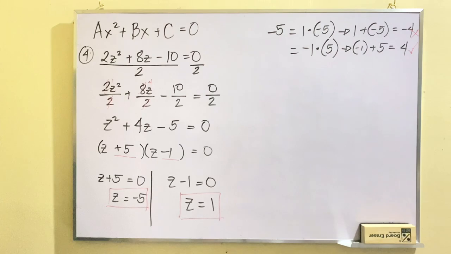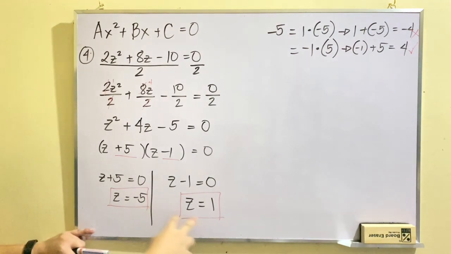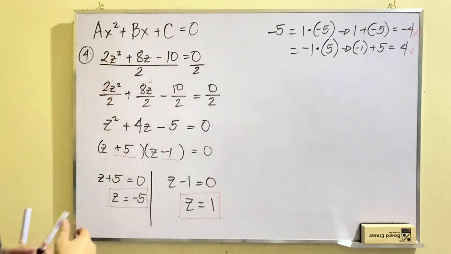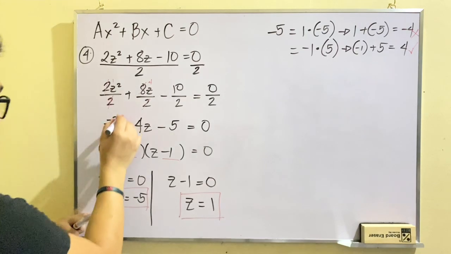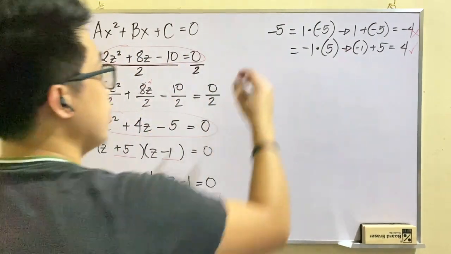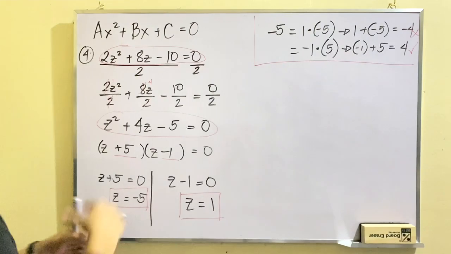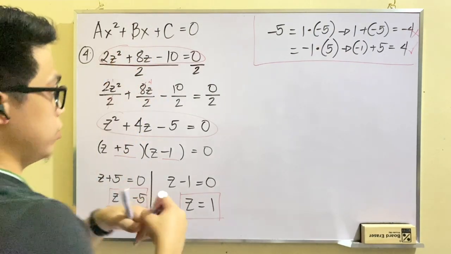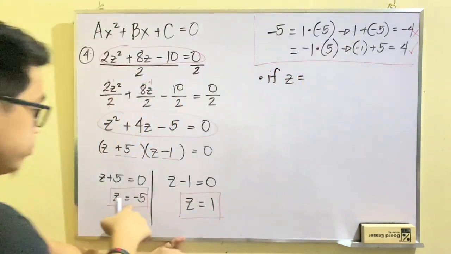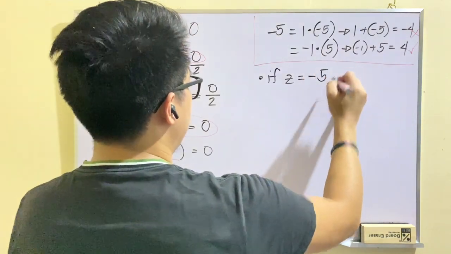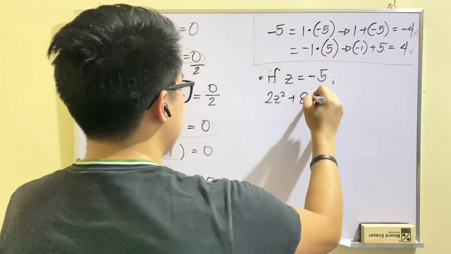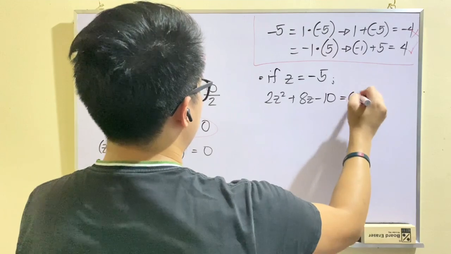So, i-confirm natin ngayon kung tama ba yung value ni z equals to negative 5 and z is equal to 1. Paano? Of course, substitute natin siya sa given equation. Pwedeng dito, or pwede rin naman na dito sa original given equation. So, kung gusto nyo, dito na lang natin siya i-substitute. So, if z is equal to negative 5, therefore, so ang given equation is 2z squared plus 8z minus 10 is equal to 0.